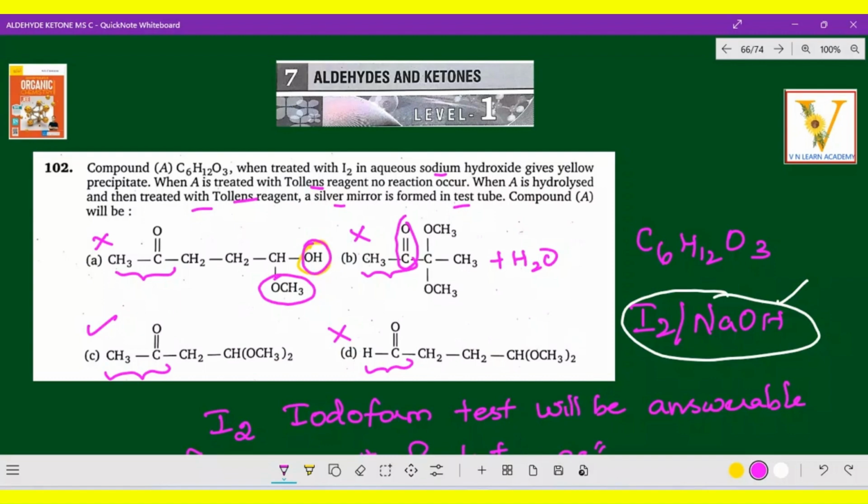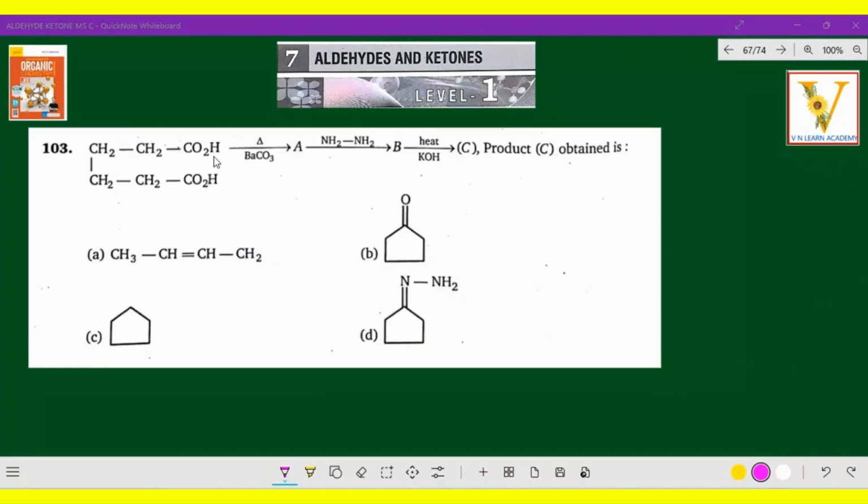And very fast you will answer. Question: CH2 CH2 COOH, CH single bond CH2 CH2 COOH, when it is reacting with barium carbonate, like calcium carbonate, when you are heating up you are getting a compound A, right? Now that compound A reacts with NH2NH2 and KOH. This is Wolff-Kishner reduction, right? I hope you remember Wolff-Kishner reduction. You are getting compound C.